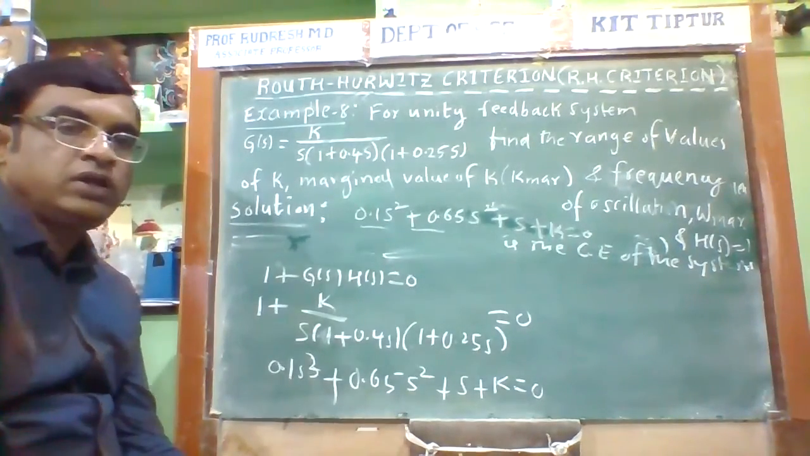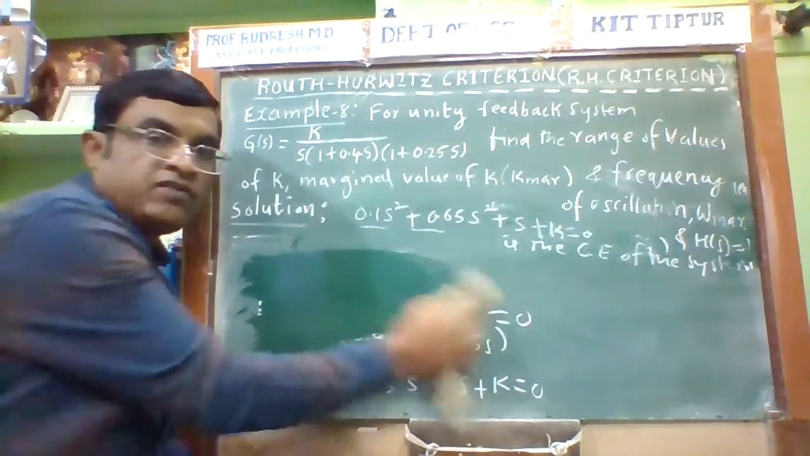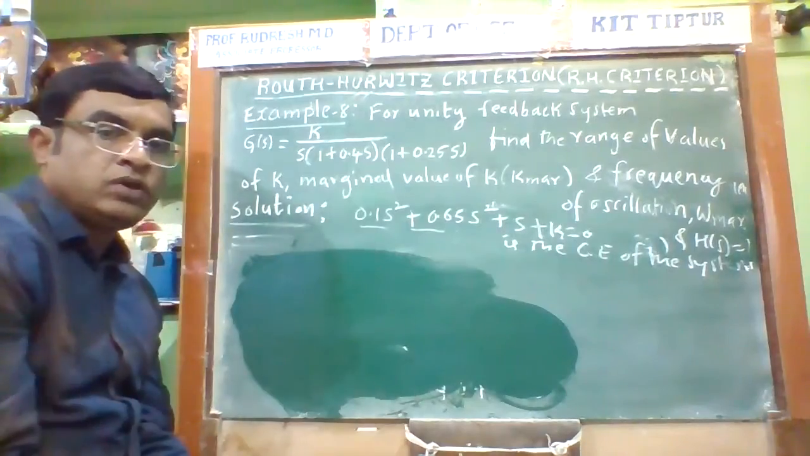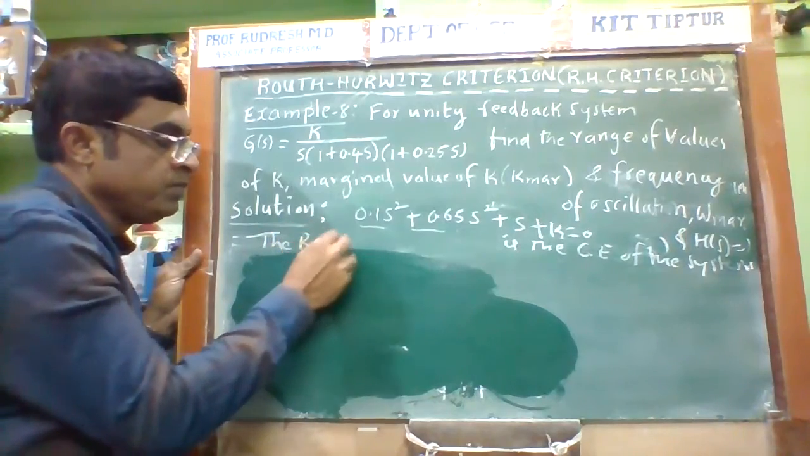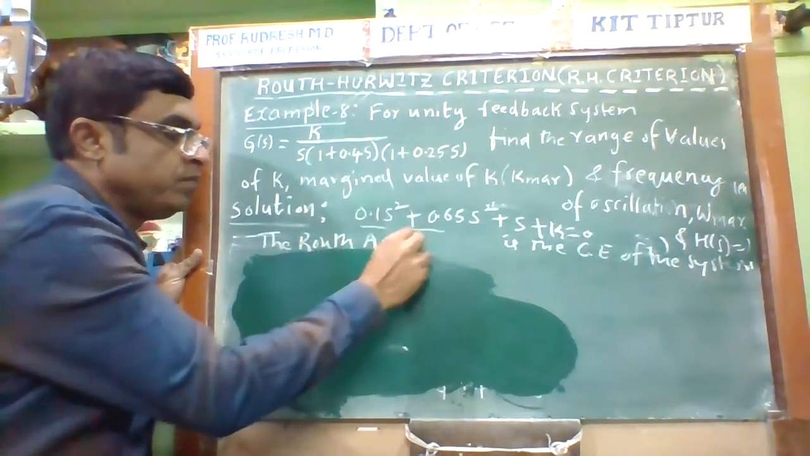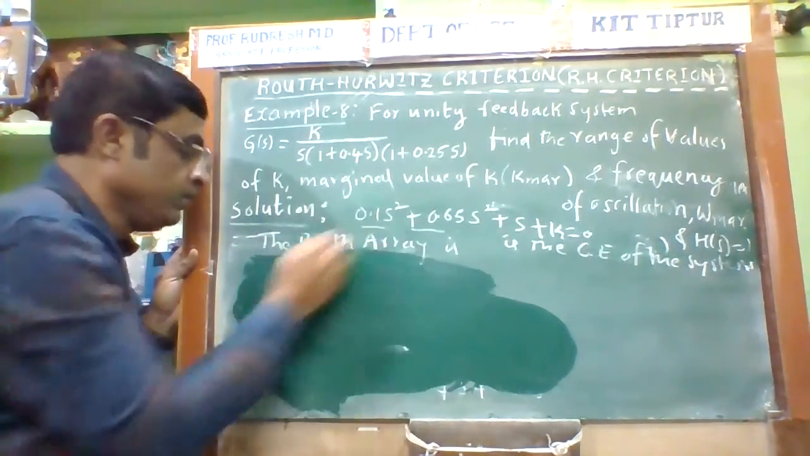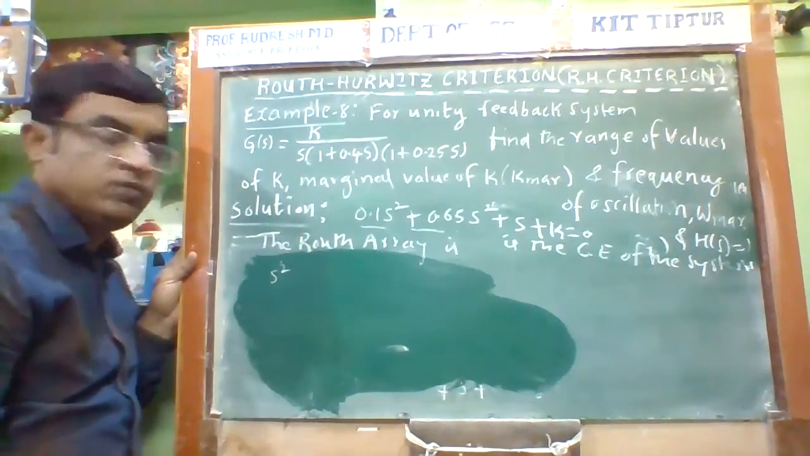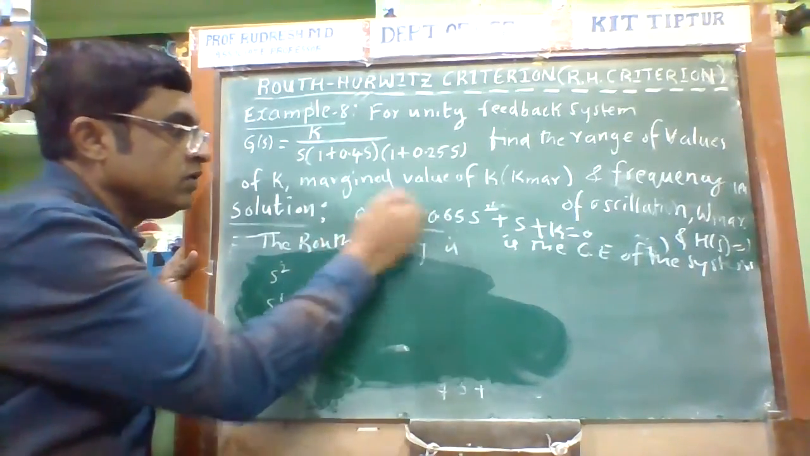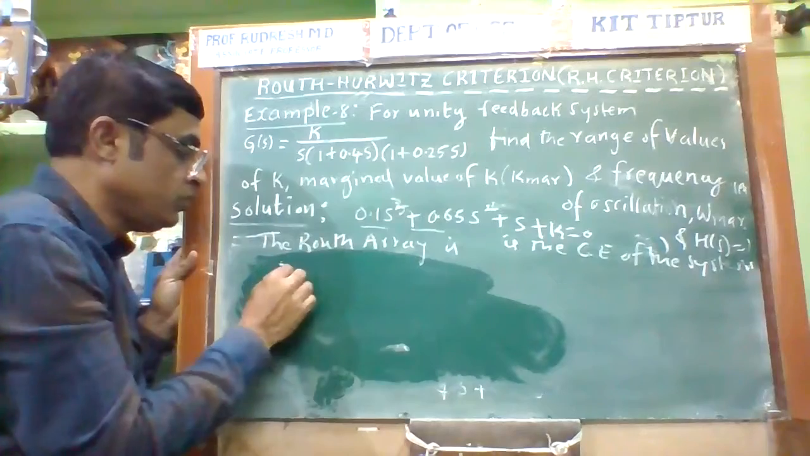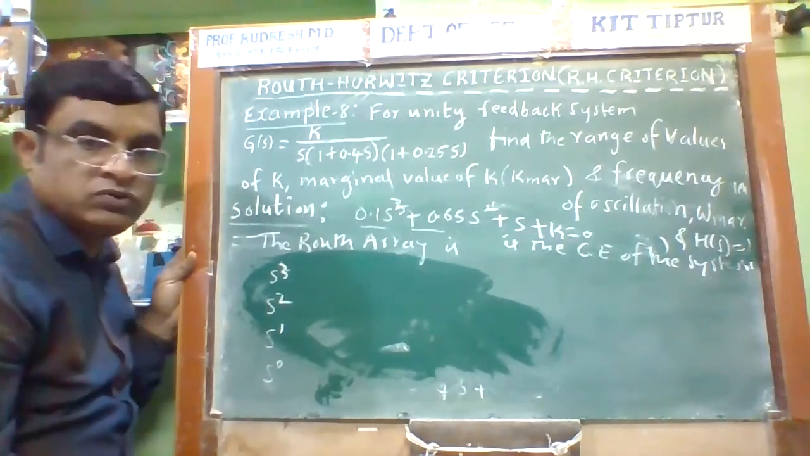Now form the Routh array by using the characteristic equation. What will be the Routh array? The first row is the s cube row, the second row is the s square row, then the s to the power of 1 row, and the s to the power of 0 row.